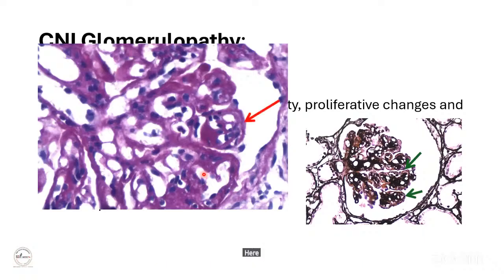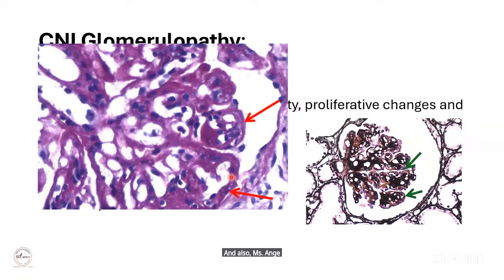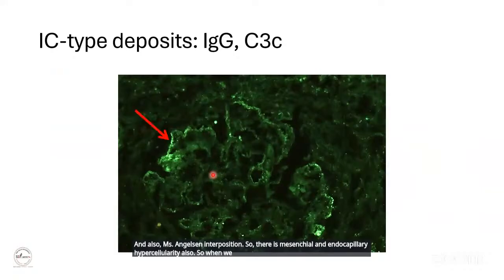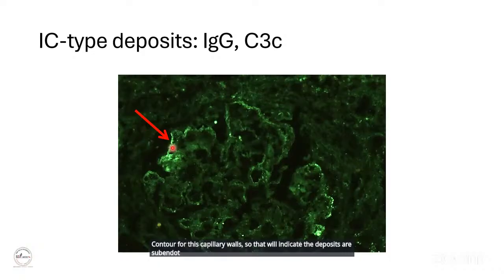Here silver and PAS will highlight the GBM. So here we will appreciate there is duplication of the GBM and also mesangial cell interposition. So there is mesangial and endocapillary hypercellularity also. So when we look on IF, it will definitely show immune complex type deposits. Those are granular deposits of immunoglobulins and complement. And also we have to look carefully. There will be outer smooth contour for this capillary walls. So that will indicate the deposits are subendothelial rather than subepithelial.